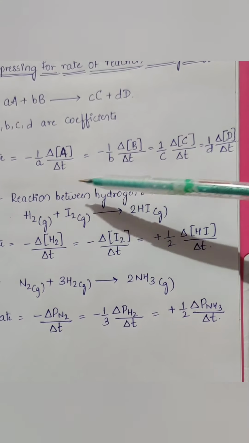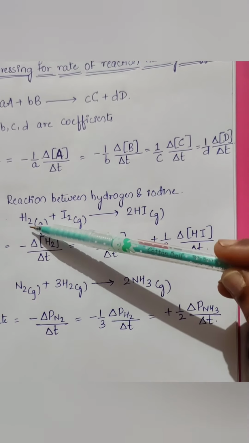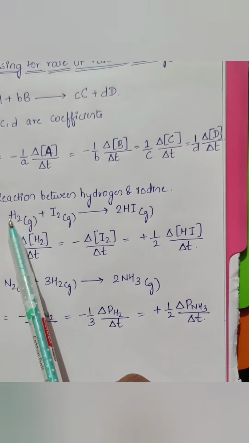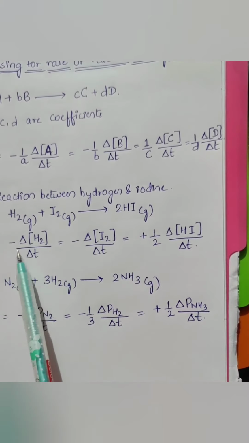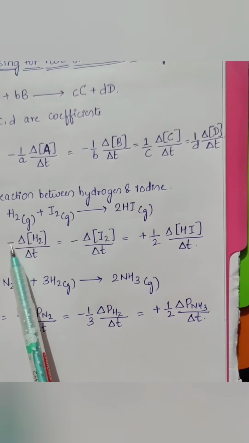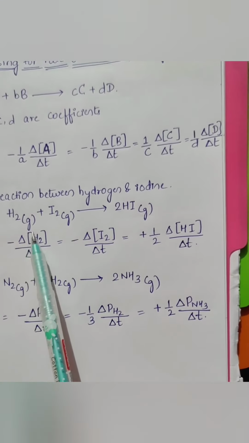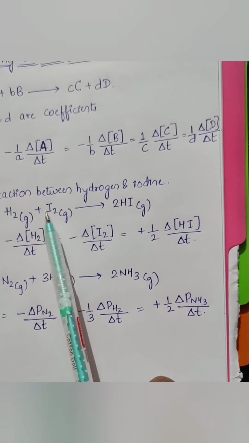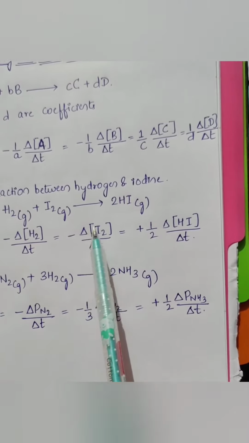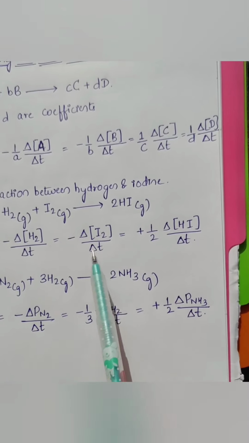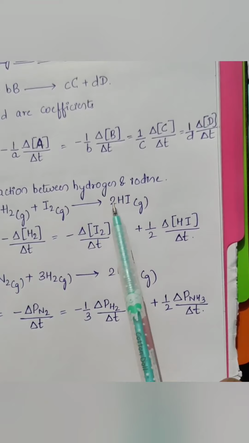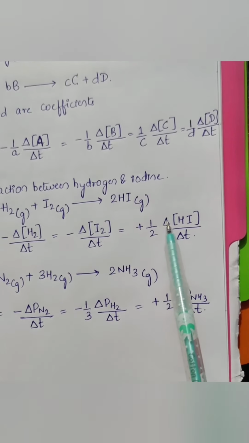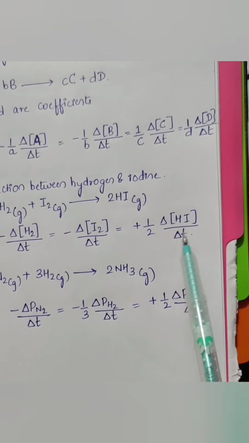Consider a reaction between hydrogen and iodine, hydrogen plus iodine to give HI. How will I write it? Here the stoichiometric coefficient is 1, so I need not write it. I'll just write minus, because it is the reactant, change in concentration of hydrogen over delta t is equal to, here also the stoichiometric coefficient is 1, minus change in concentration of iodine over change in time is equal to, now here the stoichiometric coefficient is 2, so I should write 1 upon 2, change in concentration of HI over change in time.